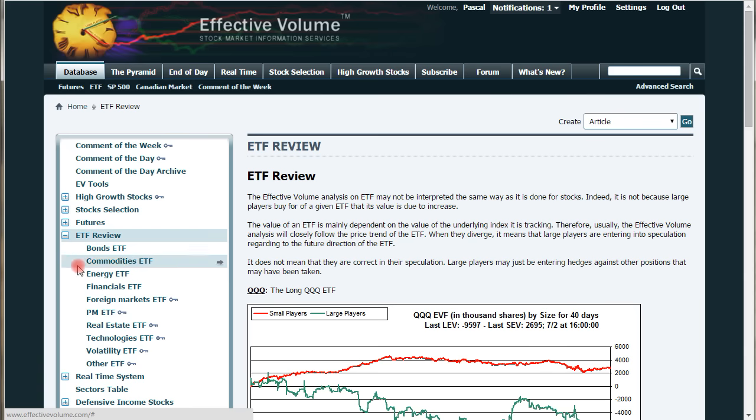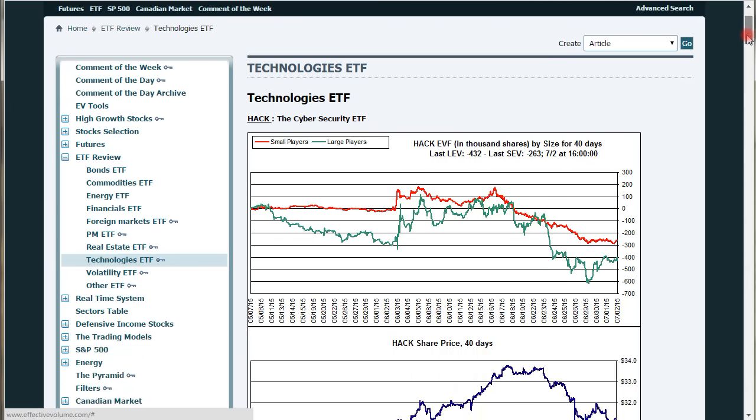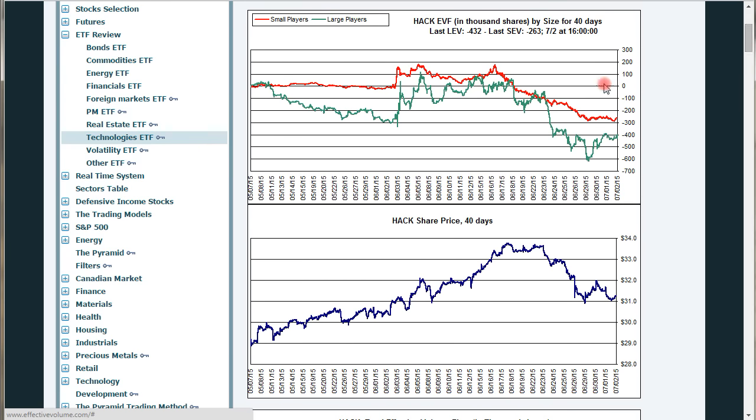If you look here on the website, you have the database, and in this option here you have all these specific ETFs. I will take one of them that you know already in the technology ETF. I will take the new HACK cybersecurity ETF, that you know very well this pattern. This is the effective volume pattern of that specific ETF.